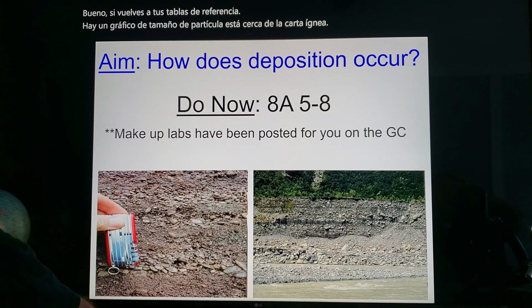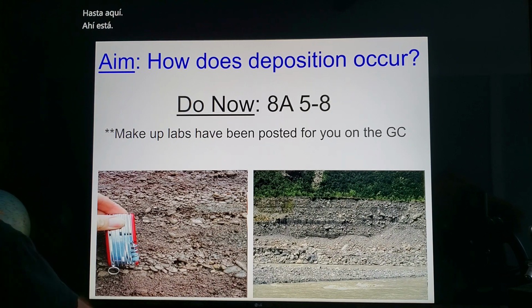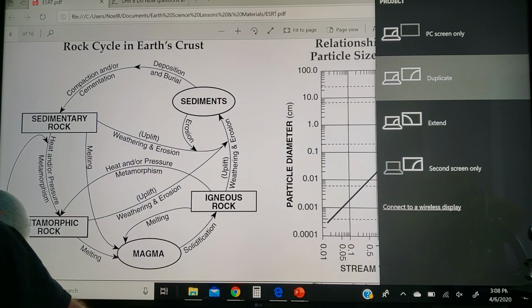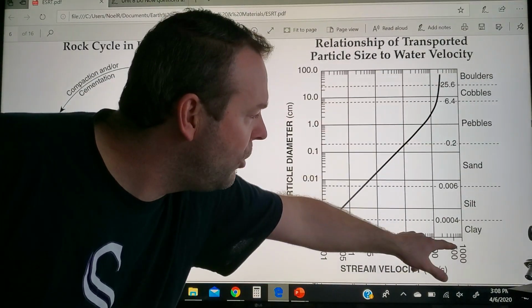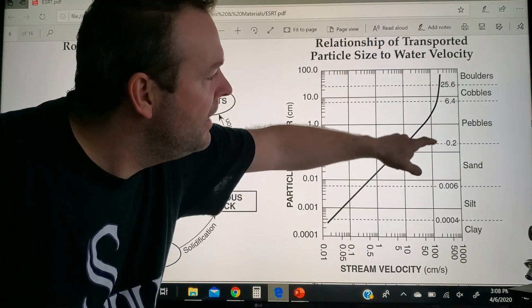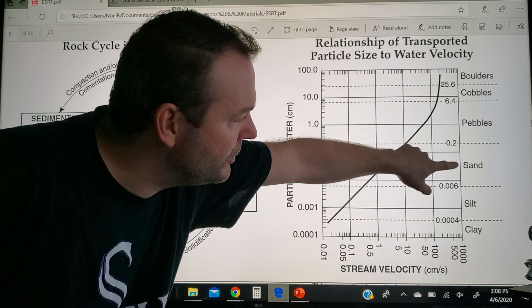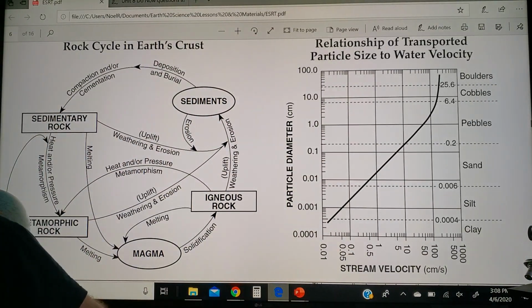All the way up here. There it is. We'll zoom in on that. Okay, here are your sizes, right? So from biggest to smallest, the bigger ones being boulders, cobbles, pebbles, sand. Well, pebbles anyway, and smaller sand, silt, and clay. So you don't have to memorize them, but you do have to know where to look.